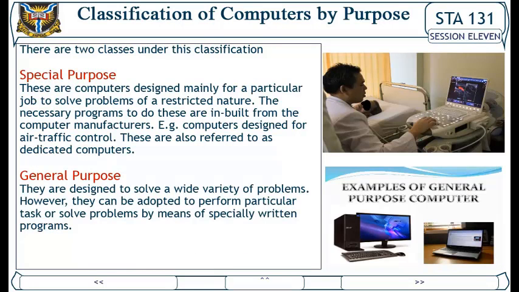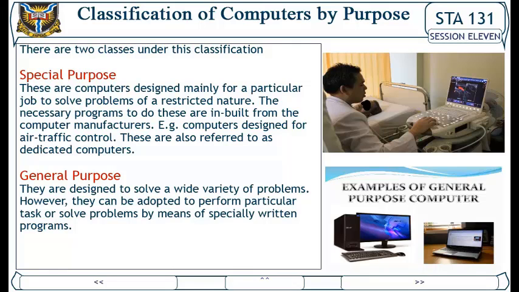Classification of computers by purpose. There are two classes under this classification. Special purpose. These are computers designed mainly for a particular job to solve problems of a restricted nature. The necessary programs to do this are inbuilt from the computer manufacturers, e.g., computers designed for air traffic control. These are also referred to as dedicated computers.